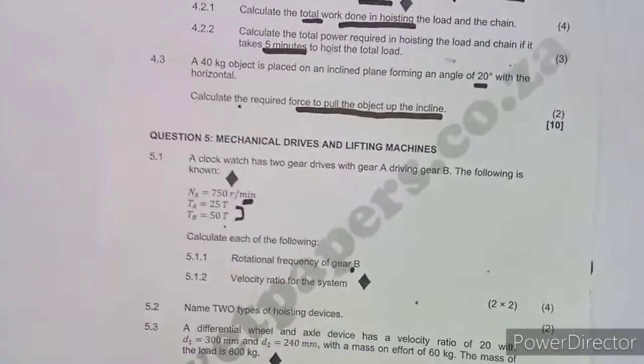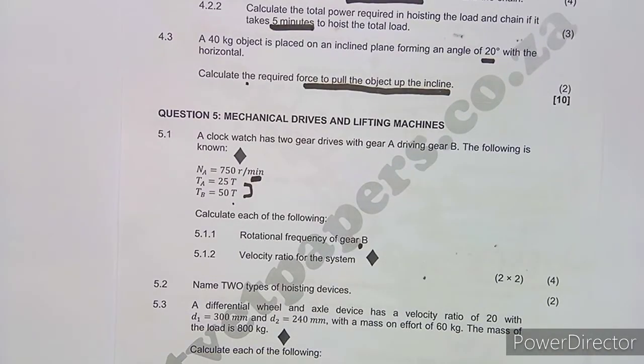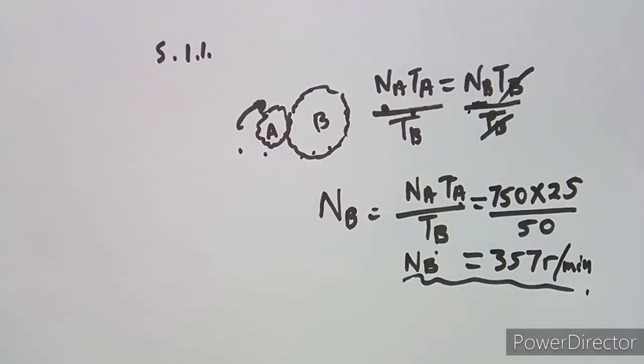It's nothing much. Then the velocity ratio of the system. You know that the velocity ratio of the system can be given using the rotational frequency. It can also be calculated using the number of teeth. So we have 2 options that we can use for that. All right, so what is going to be the formula now?